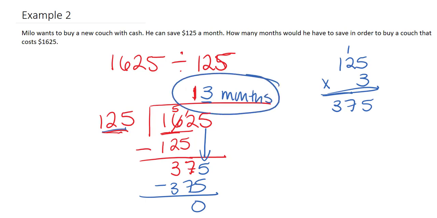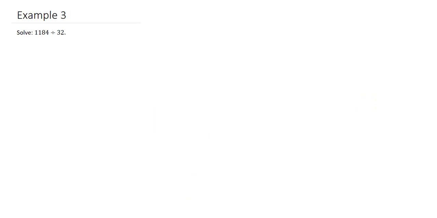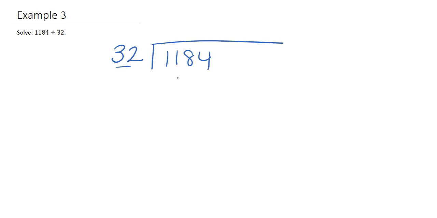Now let's do another example. So example 3. We have 1,184 divided by 32. So 32 can go into this number how many times is what we're asking. Well, 32 can't go into 1 or 11, but it can go into 118. So we need to figure out how many times. Well, 32 is really close to 30. And 30 times 4 would be 120. So let's go ahead and look at that.